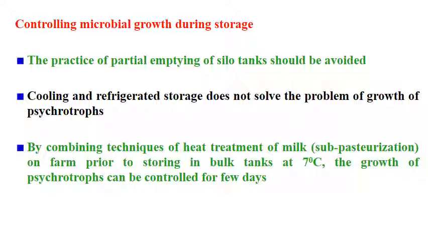By combining techniques of heat treatment of milk, that is sub-pasteurization, on the farm prior to storing in bulk tanks at 7 degrees Celsius, the growth of psychrotrophs can be controlled for a few days. So sometimes if it is difficult to pasteurize quickly or difficult to reach the dairy plant quickly, then it is advised to have a sub-pasteurization on the farm itself before it is stored in the bulk tanks. So this is about the control of microbial growth during storage.